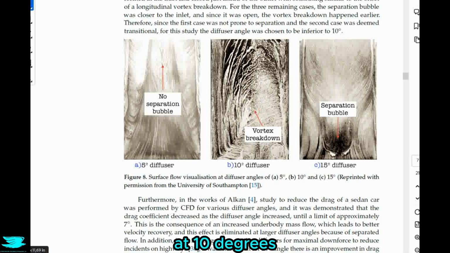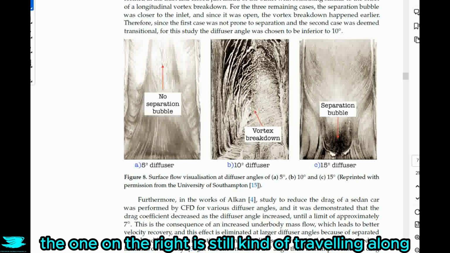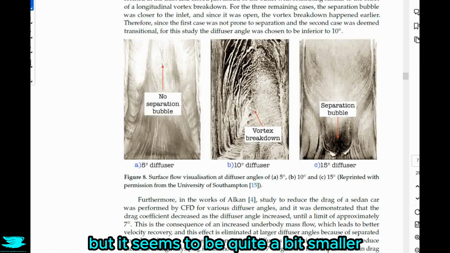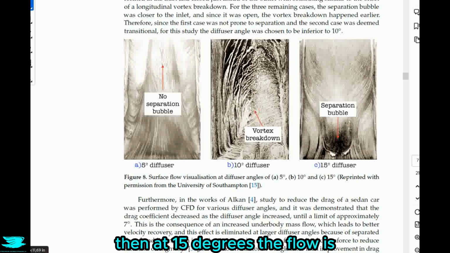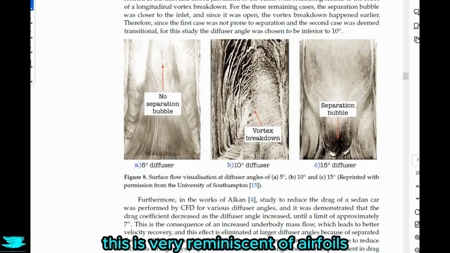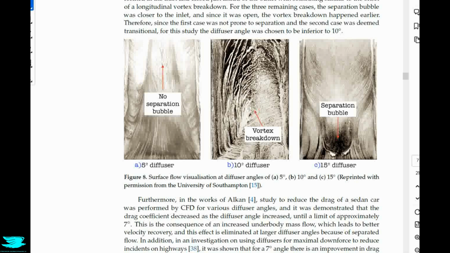At 10 degrees, it seems that the left vortex is now burst, while the one on the right is still kind of traveling along, but it seems to be quite a bit smaller and even maybe not existent really. Then at 15 degrees, the flow is now quite well behaved, but we see a separation bubble just at the start of the diffuser. This is very reminiscent of airfoils where you have separation bubbles on the first half of the surface.